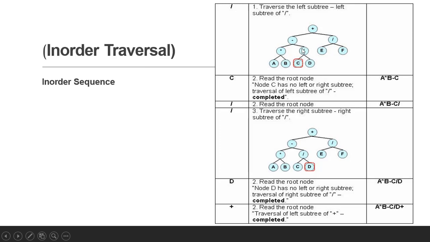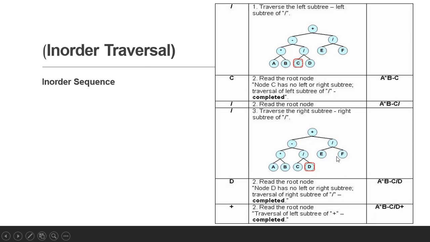After visiting the node C, you read the root node, which is the division symbol. Then proceed to the right, which means we traverse from the right. So that's why we have this letter D. Then after that, you go back to the root node, so that's why we have here the plus symbol.